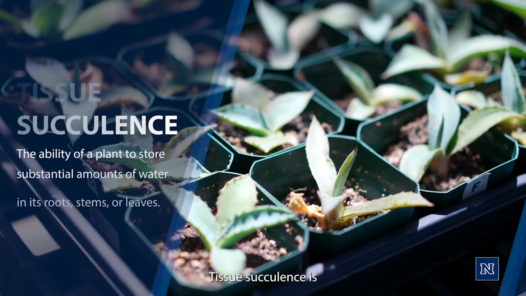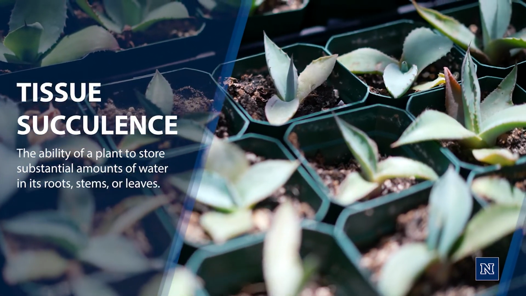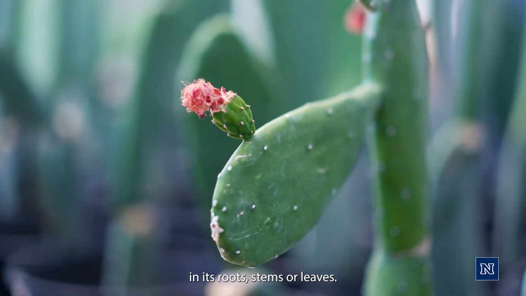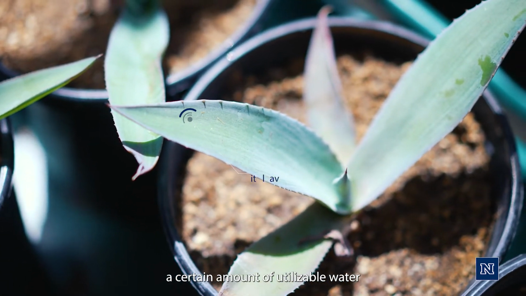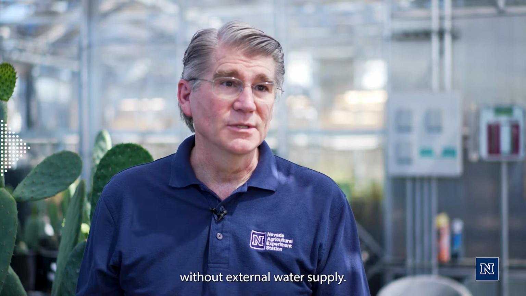Tissue succulence is typically defined as the ability of a plant to store substantial amounts of water in its roots, stems, or leaves. And the modern definition of tissue succulence is that the plant is able to store a certain amount of utilizable water so that it can withstand long periods of time without external water supply.